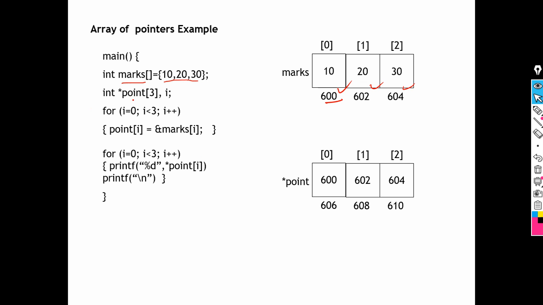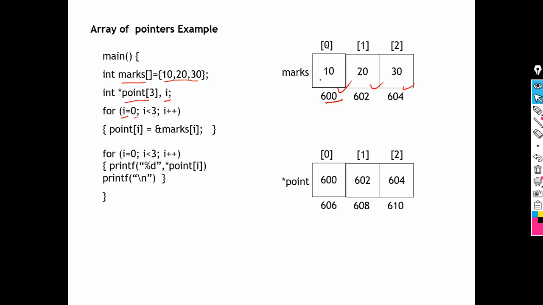You can see int asterisk ptr of 3. This is one pointer array I am taking, right? Then i is a variable here. So we are assigning the addresses. Ampersand marks of 0 is nothing but 600. So ampersand marks of 0 you are assigning to ptr of 0, like that, with the help of i varying from 0 till 3. All such array addresses are now assigned to the pointers.